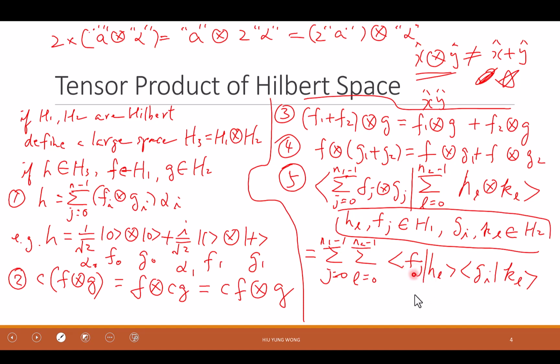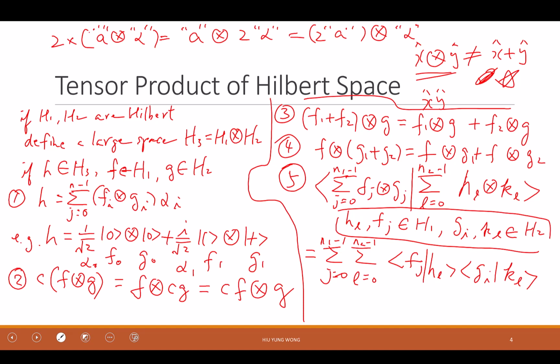Now, look at it. You are almost correct. FJ is in which space? How about HL? HL, which space? Same H. They are from the same space. So it is saying that this is the summation, right? You do the inner product in the higher dimension, okay? It's the same as you do the inner product at the lower dimension individually first, and then you do multiplication. The result is the same.